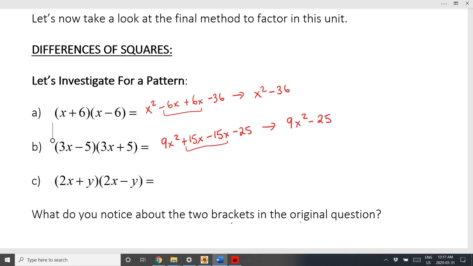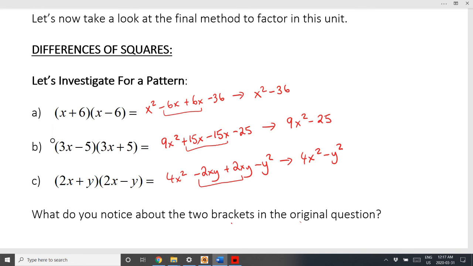And let's try this last example here. So we have 2x times 2x, so it becomes 4x squared. 2x times negative y, that's negative 2xy. We have y times 2x, that's plus 2xy. And then we have y times negative y, which is negative y squared. And again, what we're going to see is these two center parts are going to cancel each other out, and we're going to end up with an answer like this when we simplify: 4x squared minus y squared.